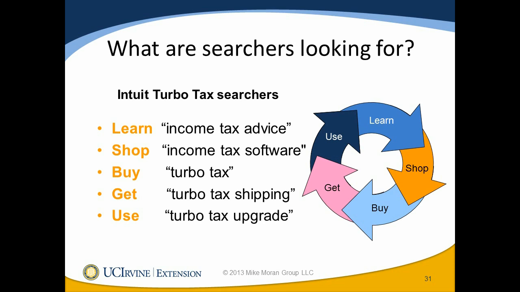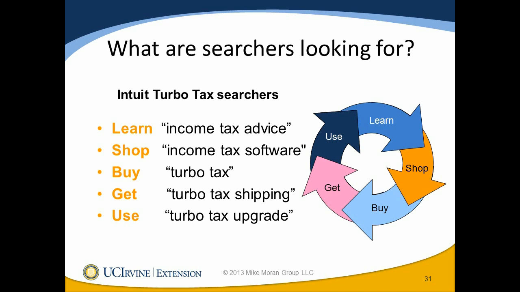So let's take a specific example. Suppose you are running the Intuit website and you are in charge of their TurboTax tax software product. What are examples of search queries for each of these steps? So here they are. If you're learning, you might be looking for income tax advice. Now, what kind of a page would be helpful there? It's probably not one that says buy TurboTax now. It's one that probably says there are a lot of different ways that you can do your taxes.